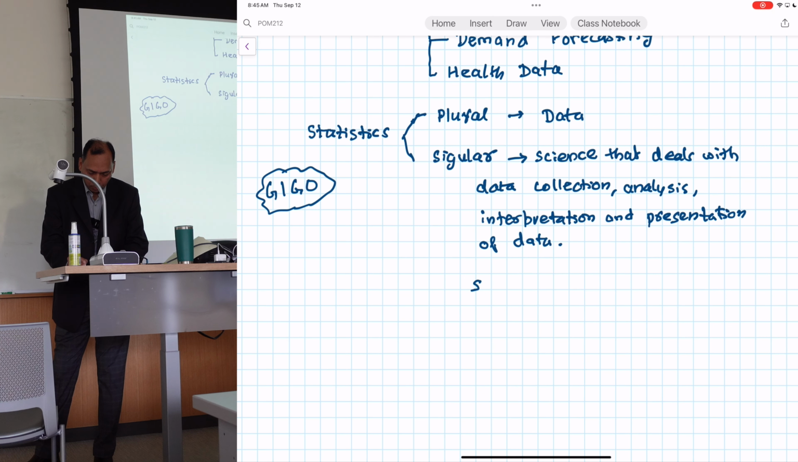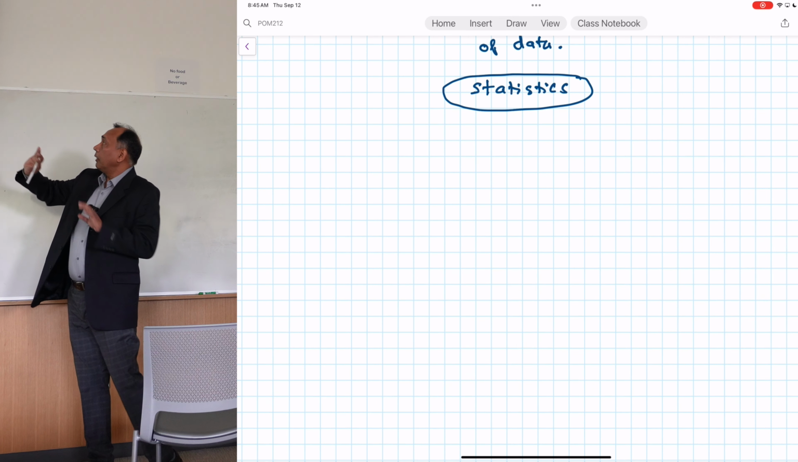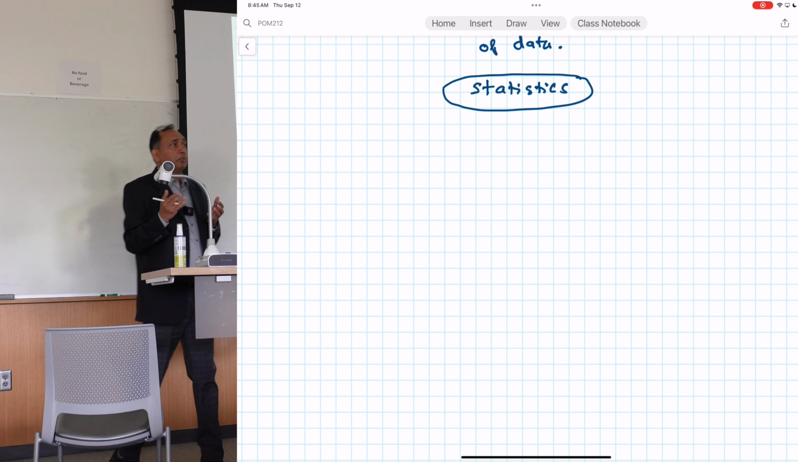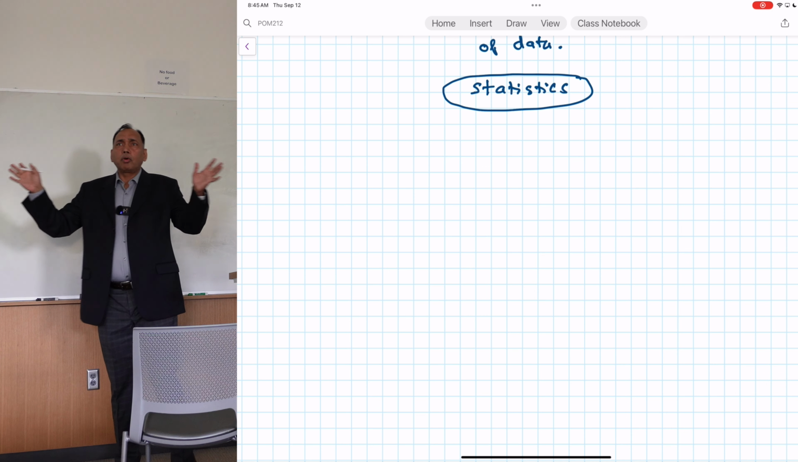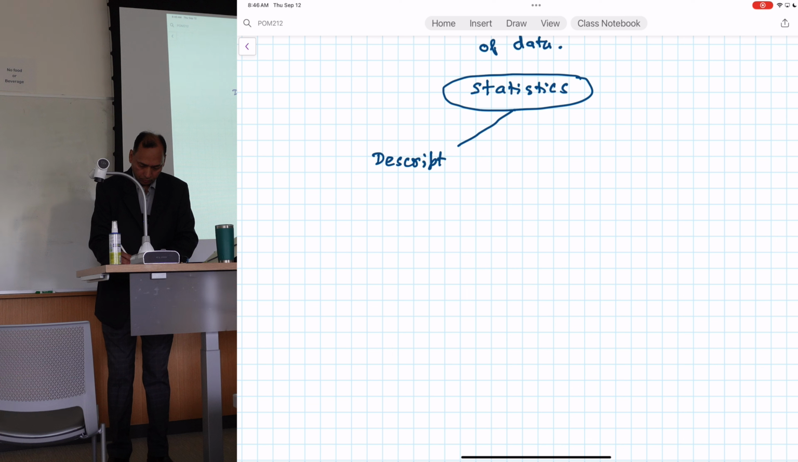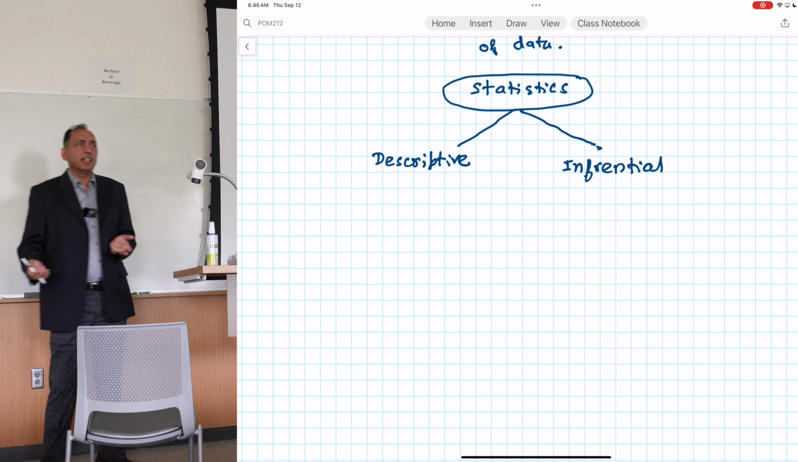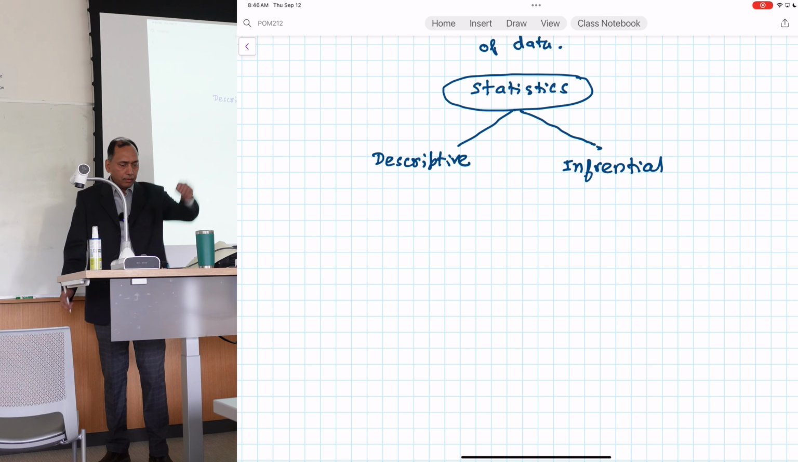Let me break it down into two parts. The statistics, the second one, which is the science of working with data, I will divide broadly into two categories. One is descriptive, and the other is called inferential. Inferential comes from inference, so inferential statistics. There are two types broadly that we deal with.